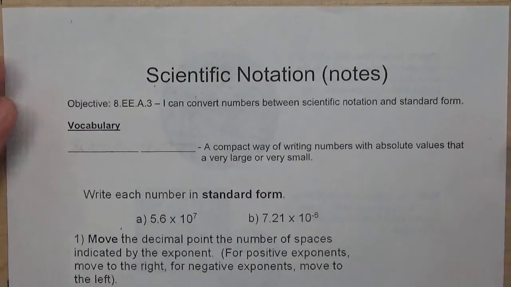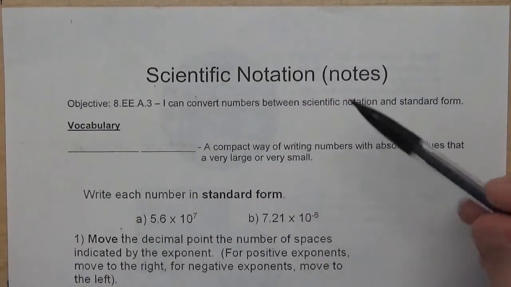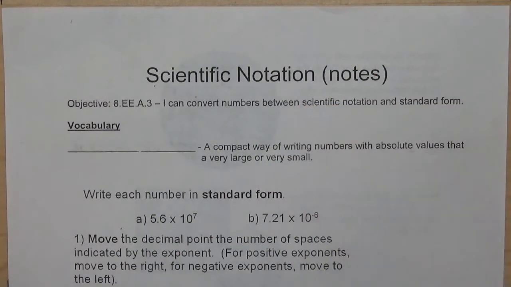We're going to start a unit today on scientific notation. If we go straight to our vocabulary here, scientific notation is a compact way of writing numbers with absolute values that are very large or very small. So we have these really small numbers that have a lot of zeros in them after the decimal, or these really big numbers that have a lot of zeros after them.